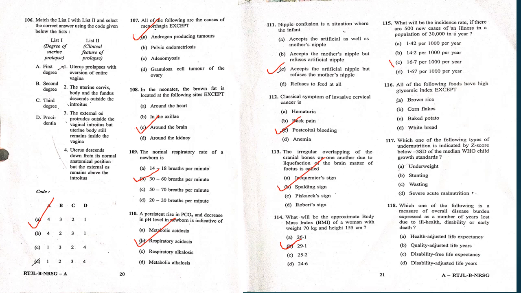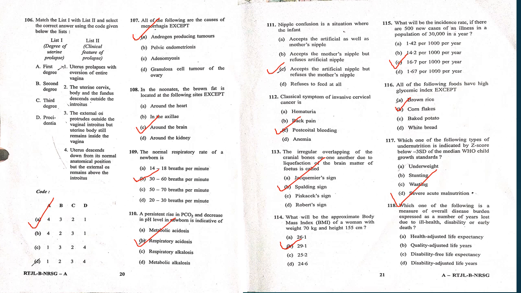It is option C, 16.7. All the following food are high glycemic index except cornflakes, option B. Which one of the following type of undernutrition is indicated by the Z-score below -3 SD of the median WHO child growth standard? এটা option D, severe acute malnutrition.